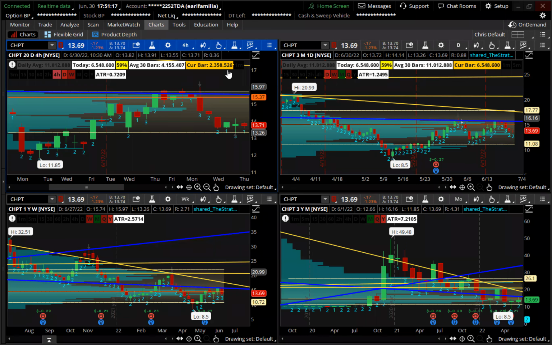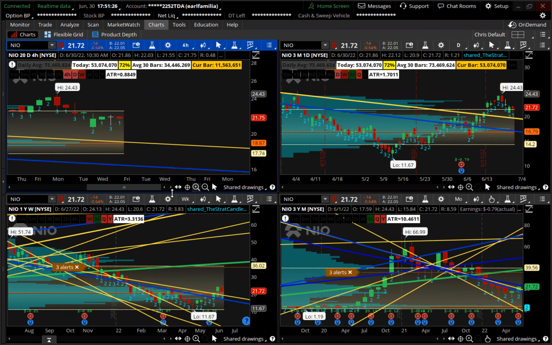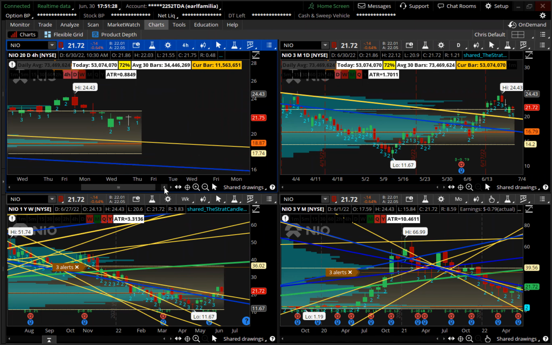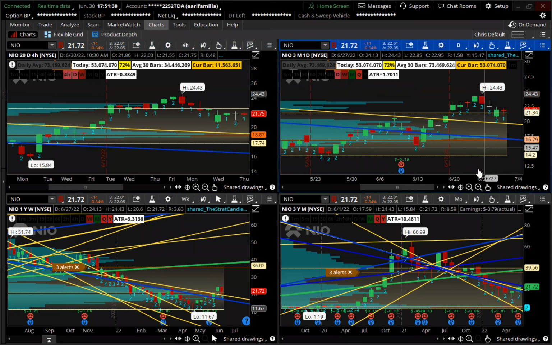Let's see what else we got. Yeah, man. I don't know. The Neo setup, let me go back to it. The Neo setup didn't give me the warm and fuzzies, man. I wasn't really seeing this one like everybody else. But I get it. You got the Chicago on the 4, and you got the inside on the day. I wasn't really feeling it.